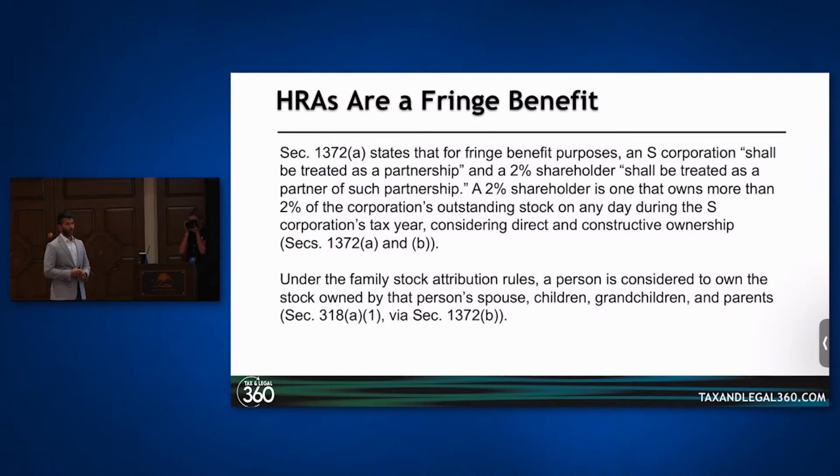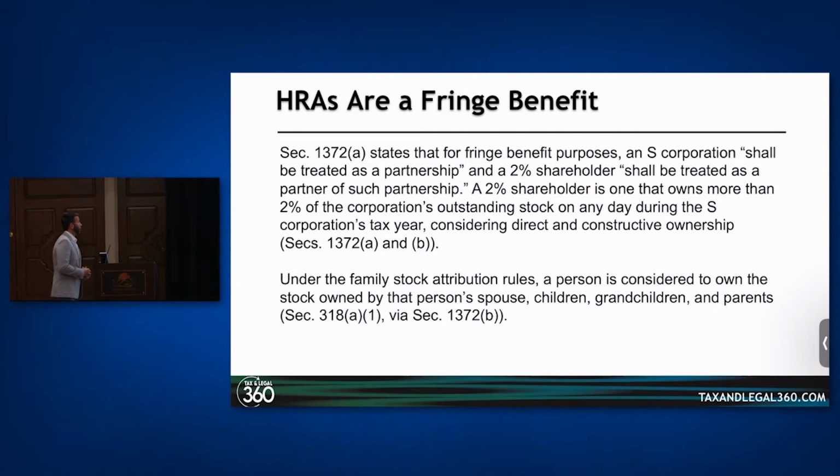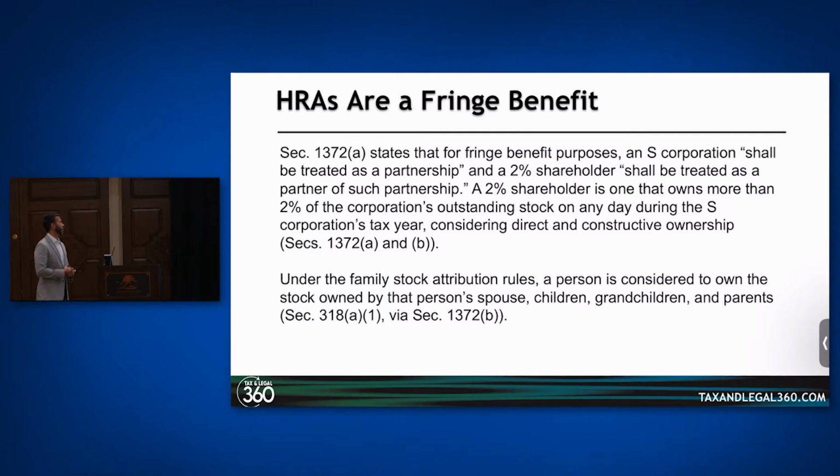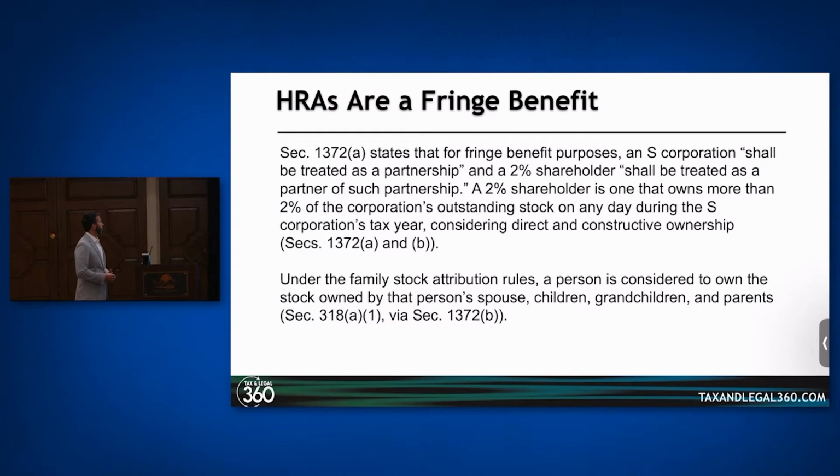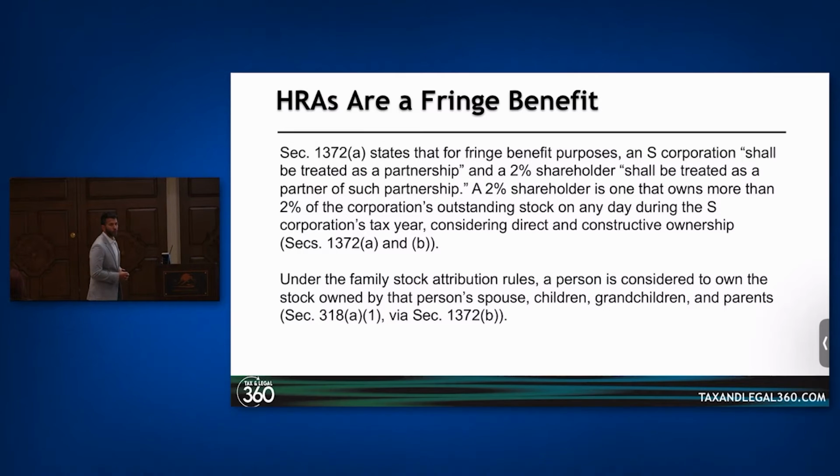constructive ownership. And if it wasn't already worse, let me add one more thing: under the family stock attribution rules, a person is considered to own the stock owned by that person's spouse, children, grandchildren, and parents. So you might have children or grandparents that are attributed to the ownership of your company, and you may not even realize it.